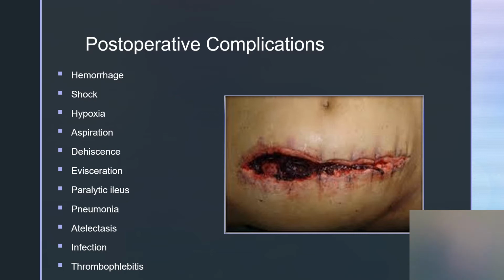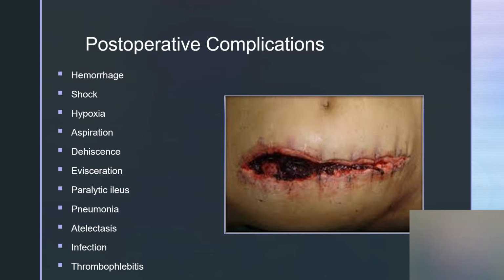Wound dehiscence is the separation of the wound edges without the protrusion of organs. It's likely to occur within 7 to 10 days postoperatively, and risks include poor nutrition, chronic disease, being an older adult, increased abdominal tension, obesity, and infection. So it's important to decrease the strain on the incision and notify the surgeon if dehiscence is noted.